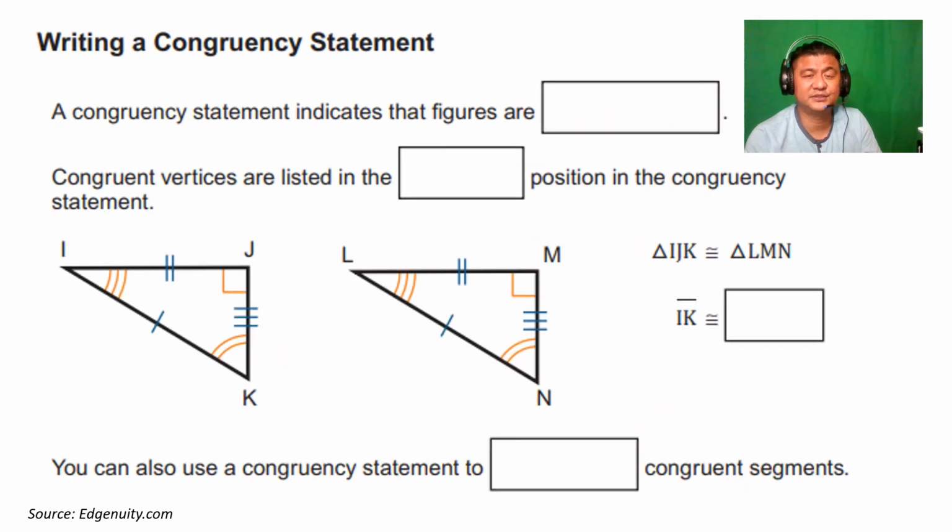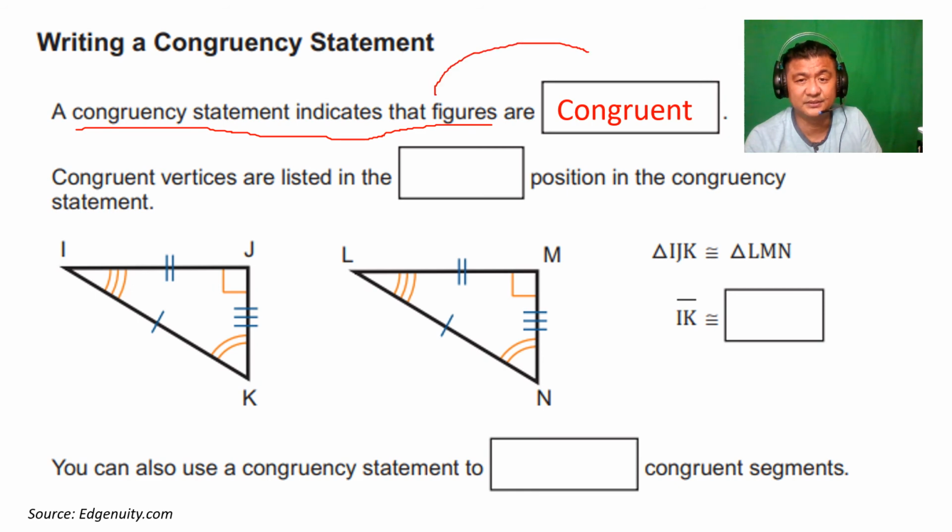Writing a congruency statement. Math teachers don't want to use big words. They make statements using symbols. A congruency statement indicates that figures are congruent. How do you make a statement? Congruent vertices are listed in the same position in the congruency statement. What do you mean by that? The letters should match the exact corresponding parts.